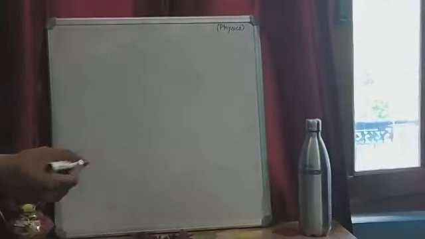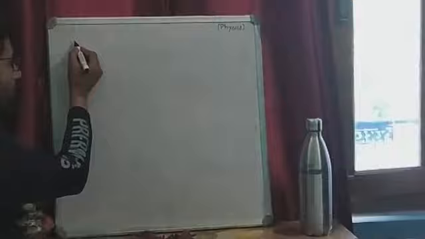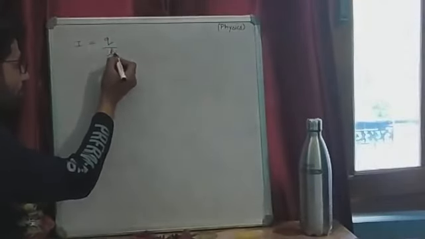Okay, today we will solve some numericals related to electric current and electric charge. So we should know the formula for electric current. What is the formula for electric current? That is I equal to Q upon T.